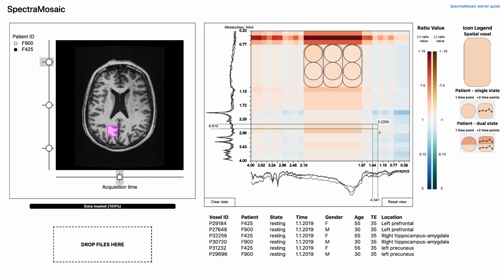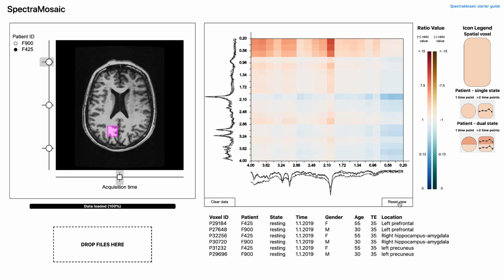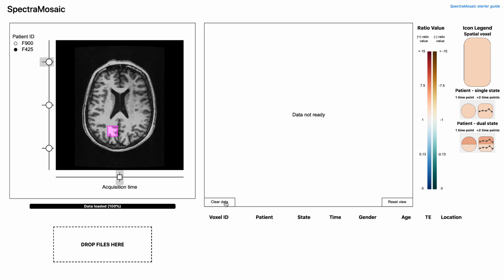If we wish to reset the heat map canvas, we can simply click the Reset View button at the bottom right of the interface to re-standardize the spectral grid. To clear the heat map canvas, we click the Clear Data button.